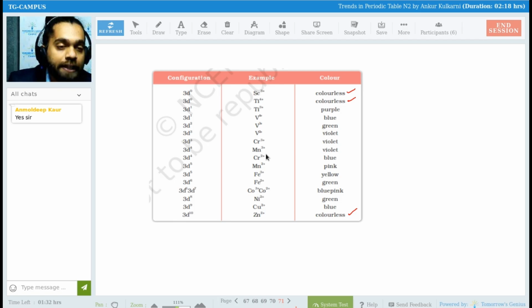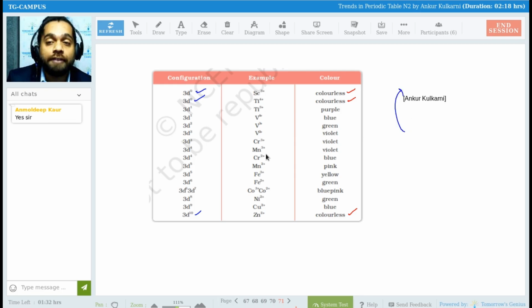Yes, the common thing is they do not have unpaired electrons. 3d0, 3d0, 3d10. No unpaired electrons. And for color, it is very important that your compound should contain unpaired electrons. What happens? It absorbs light, goes into a higher energy level, then relaxes and comes back into the lower energy level by emitting some wavelength of light. And that we see as a color. Hence it is very important for your compound to have unpaired electrons to show color.